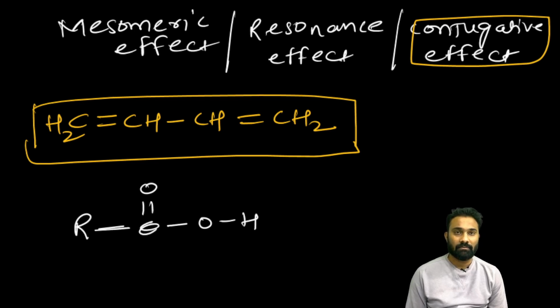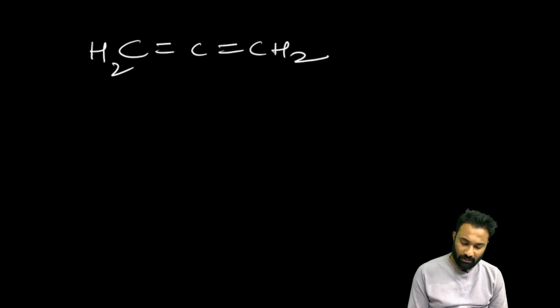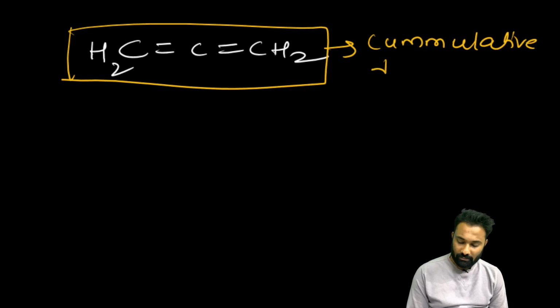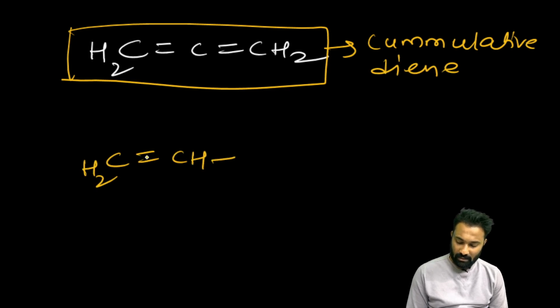Now you can see here the carbon alkyl single bond and C double bond O. This type of conjugation we call a conjugative system. Now with this we are having another type of conjugation. What is that? We call it a cumulative diene. Cumulative diene means what? This is a cumulative diene. Clear? Next, another type of diene we are having, that is the isolated diene.